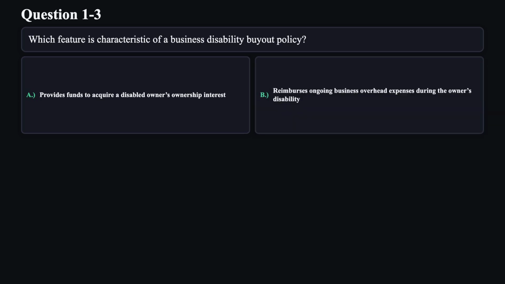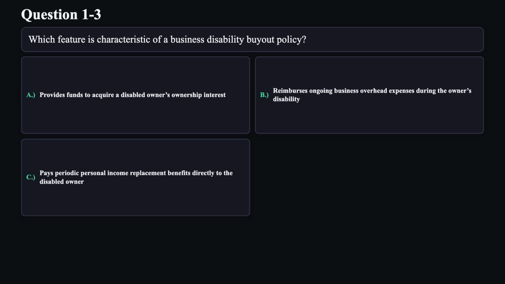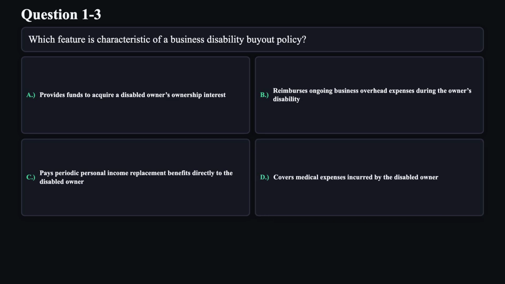B. Reimburses ongoing business overhead expenses during the owner's disability. C. Pays periodic personal income replacement benefits directly to the disabled owner. D. Covers medical expenses incurred by the disabled owner.